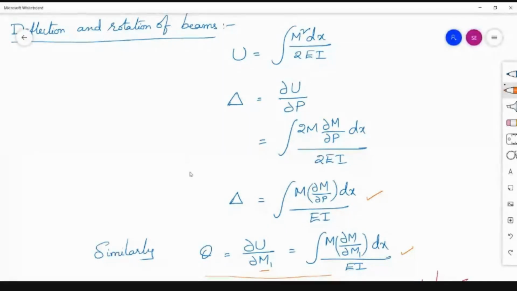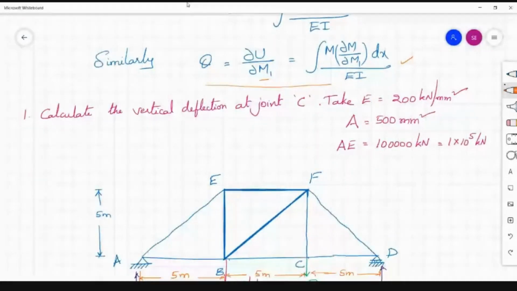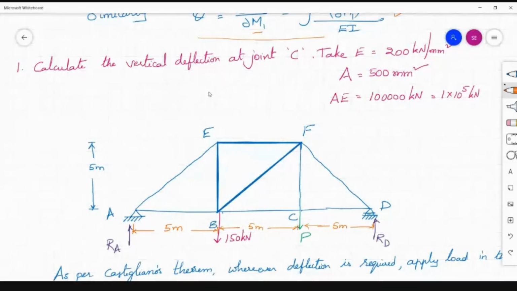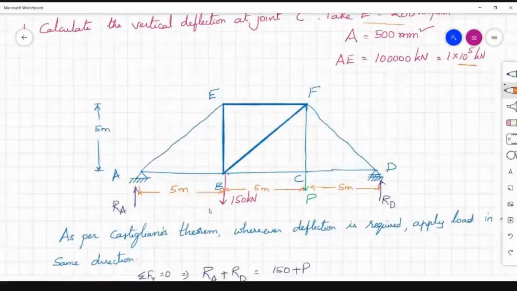Now, just for an example, we considered one problem here. All of you please note down this. Calculate the vertical deflection at joint C. Now here the Young's modulus E is given and area is 500 mm square. AE is 10 power 5 kilonewtons. AE is called as axial rigidity, and this is the frame that is given where 150 kilonewtons load is acting at B.